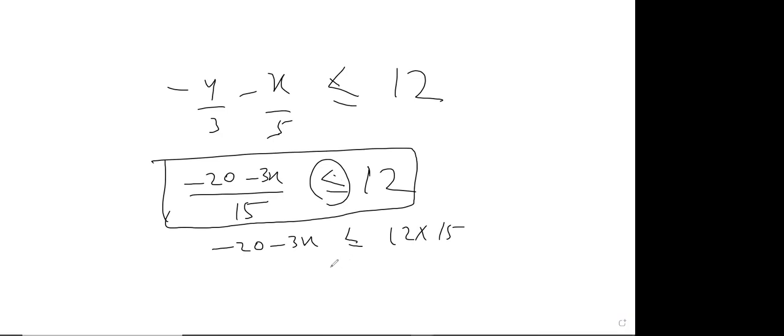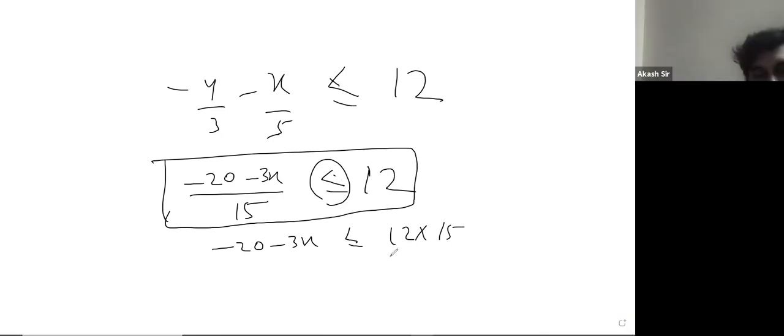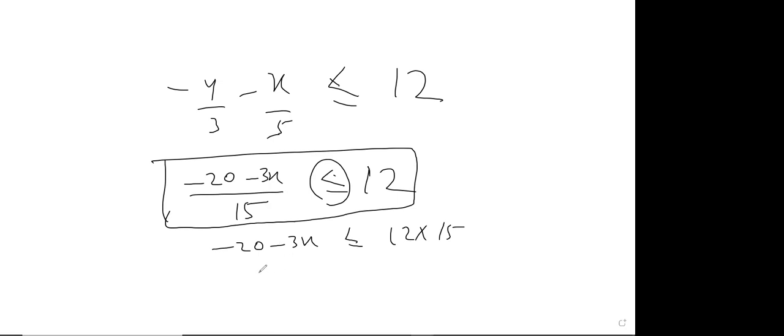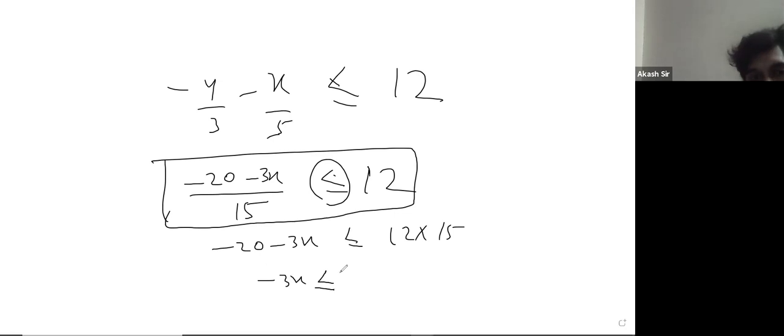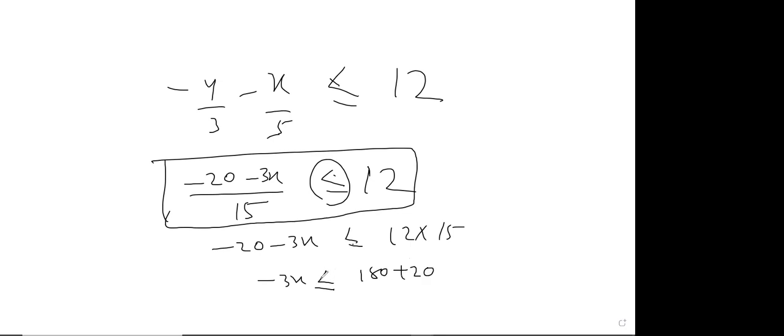Then we get 12 into 15 as 180. And then 12 into 15 is 180, right? Yes. Then minus 3x is less than or equals to 180 plus 20. This is less than equals to, right? But see, minus 20 is negative, right?